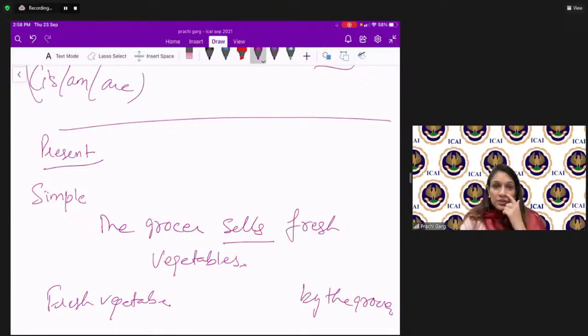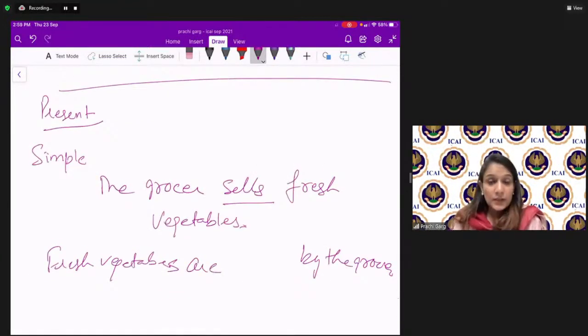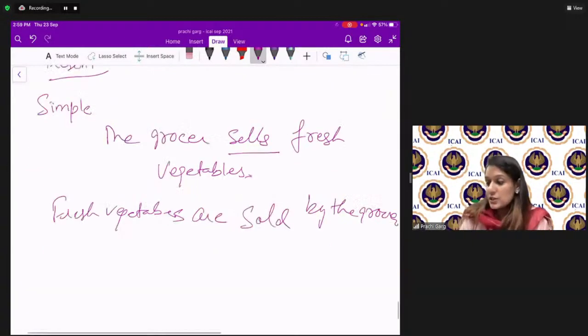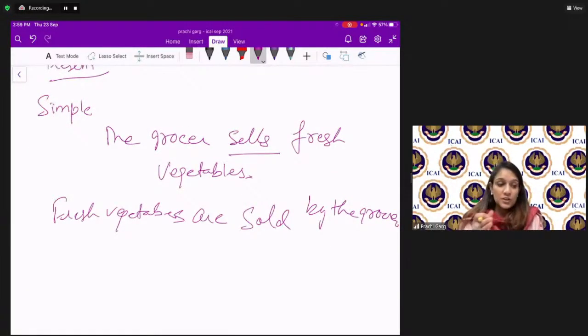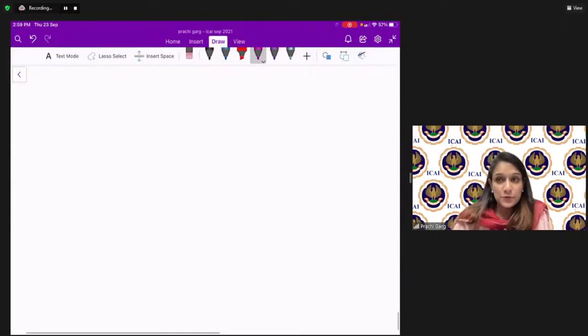Now, how we will be changing from simple present to passive. Because we're talking about vegetables here, we will use a plural form of be, which is are. And we will be using the third form of the word sell, which is sold. So this is how we change from active to passive. Fresh vegetables are sold by the grocers. Clear? The structures are already mentioned in your study material, so you can just keep looking at it, and I will keep explaining the examples to you quickly.